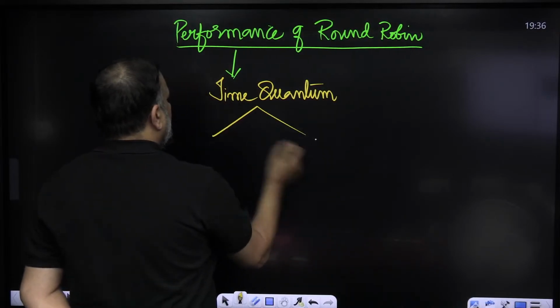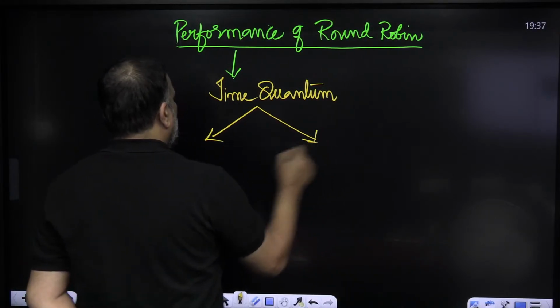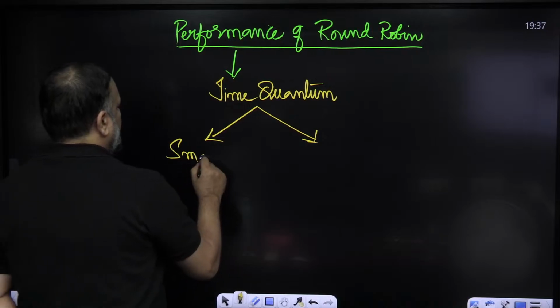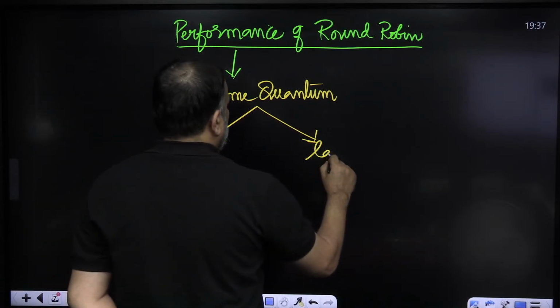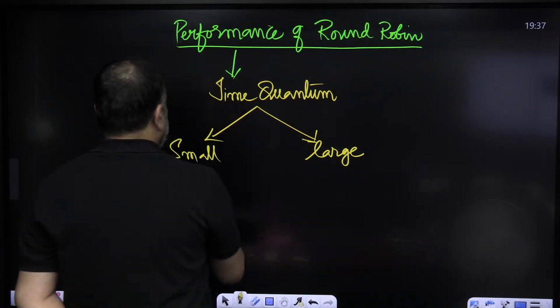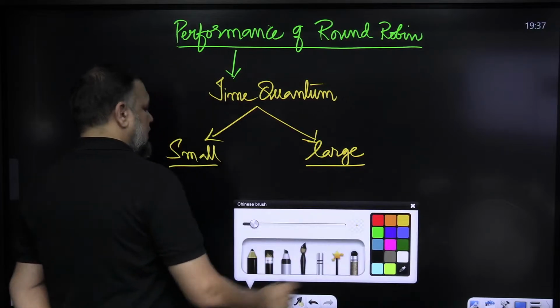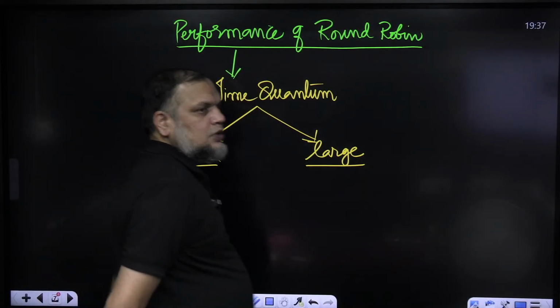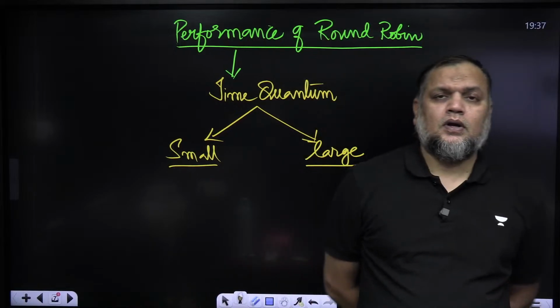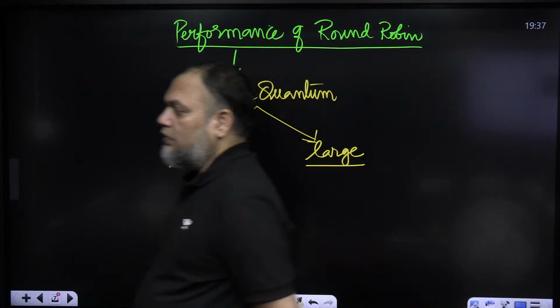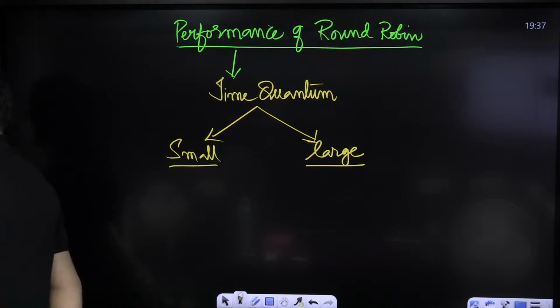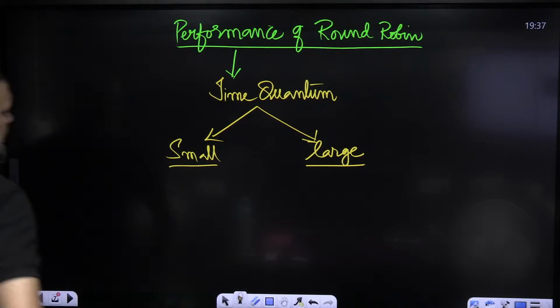Time quantum can be selected as either a small value or a large value. तो हमें ये स्टडी करना होगा कि what is going to happen if time quantum is small and what is going to happen if time quantum is large. क्या होगा? So let's try to analyze.